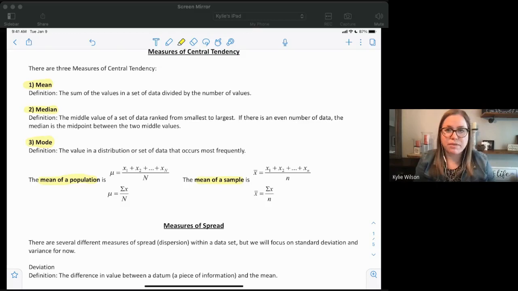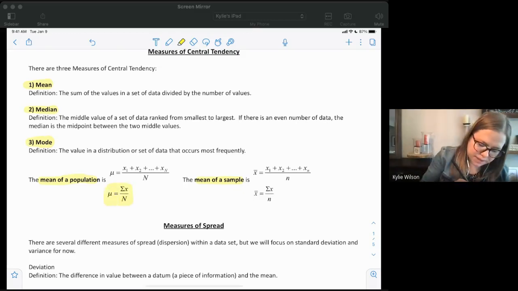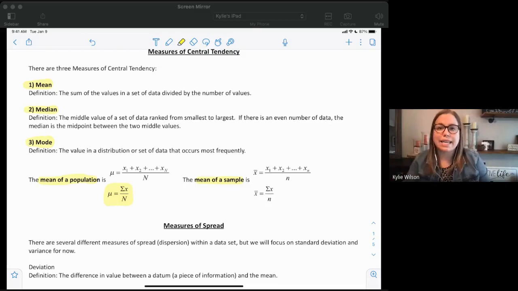But whenever you are looking at the mean of a population, or that's the value you are given, it'll always be denoted by this little mu here. We still find it by adding up all of our data points. That's what that sum means there. And then dividing it by the total number of data points, which is our capital N in this case.